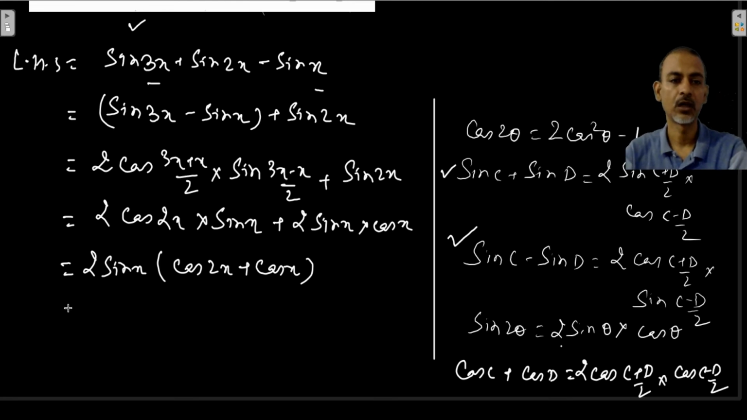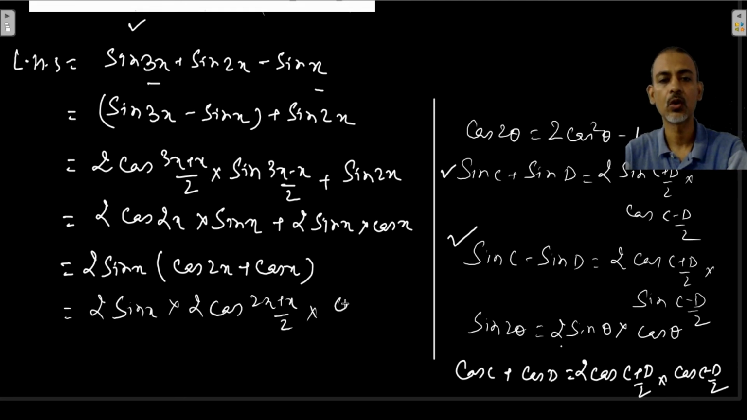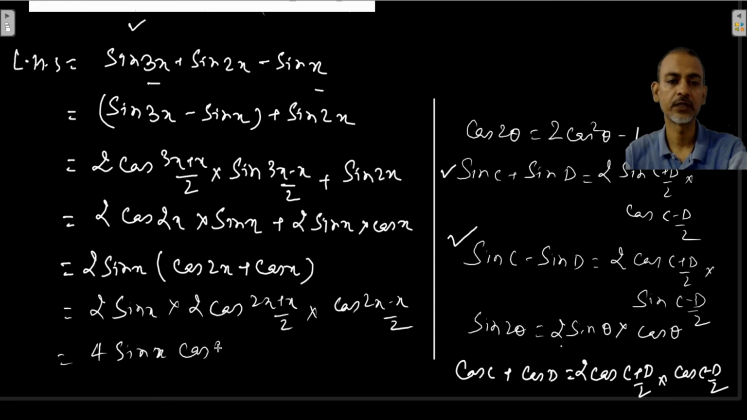Alright. Now write this as 2 of sine of x into 2 of cos of 2x plus x by 2 into cos of 2x minus x by 2. Right. Now this 2 and 2 will become 4, 4 of sine of x, and then this is cos of 3x by 2, and this last one is 2x minus x by 2, this will become x, and this will be cos x by 2, alright.